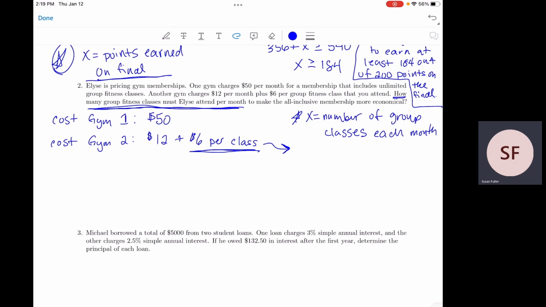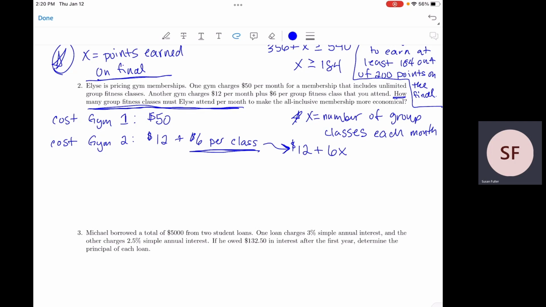That will tell you how much you're paying for the group classes. And then you have to pay $12 for your membership on top of that. So the cost for gym 2 is going to be that $12 plus $6 times the number of classes that you go to. So the cost for gym number 2 is 12 plus 6x. Okay, that's great, but we still don't have an equation. How do we get an equation from this?